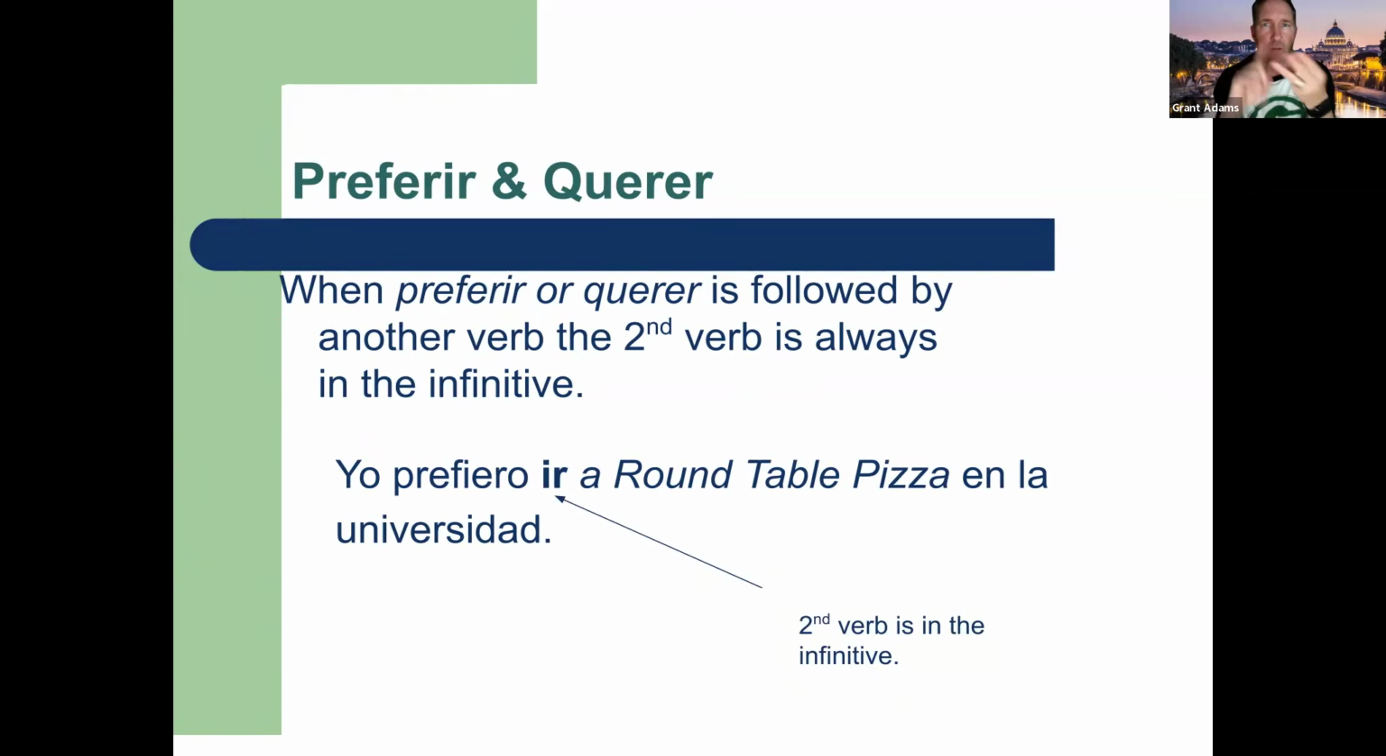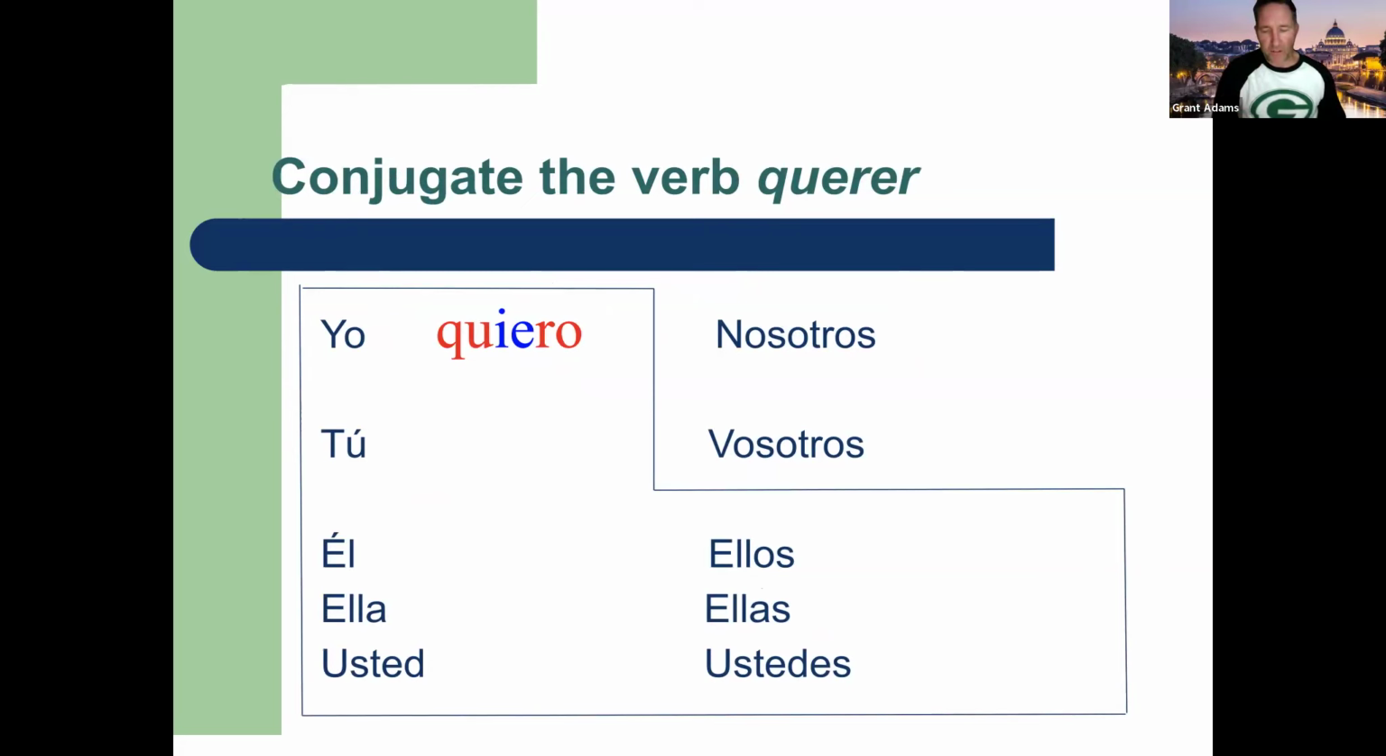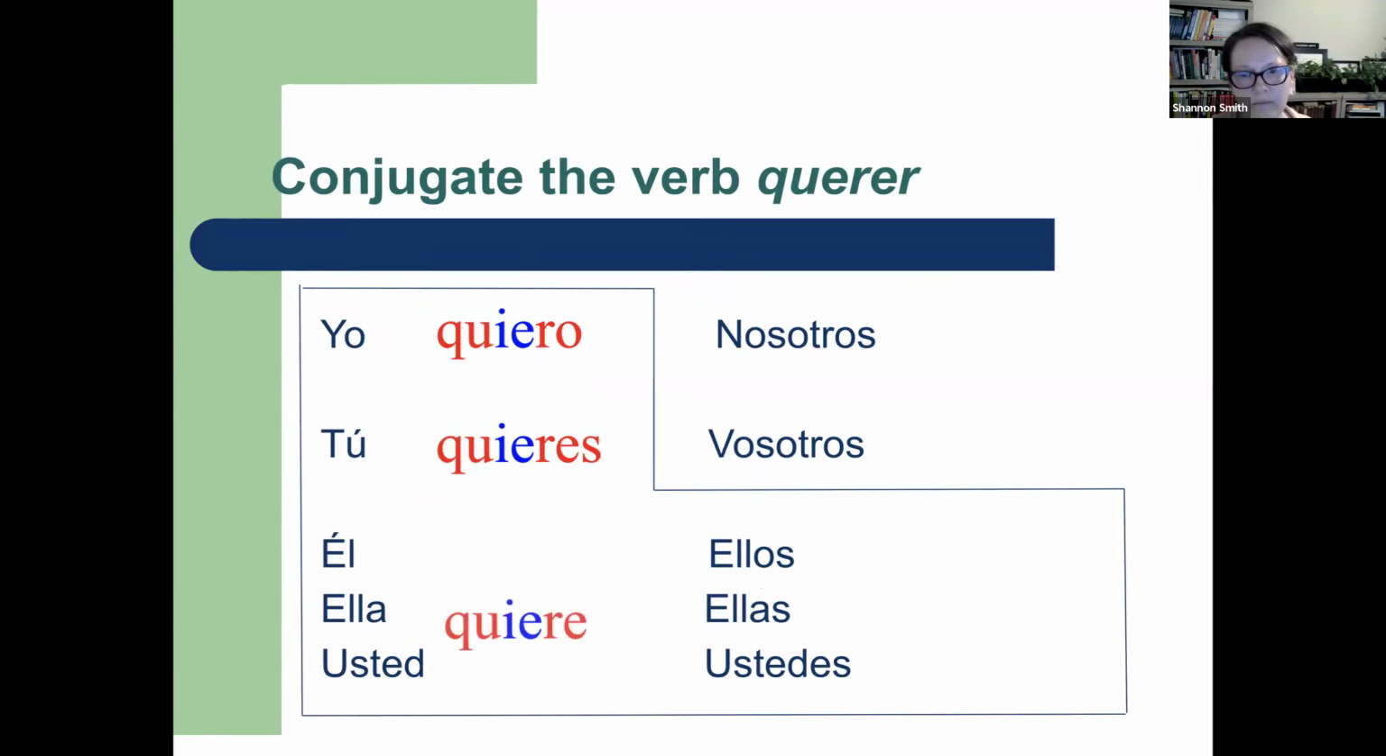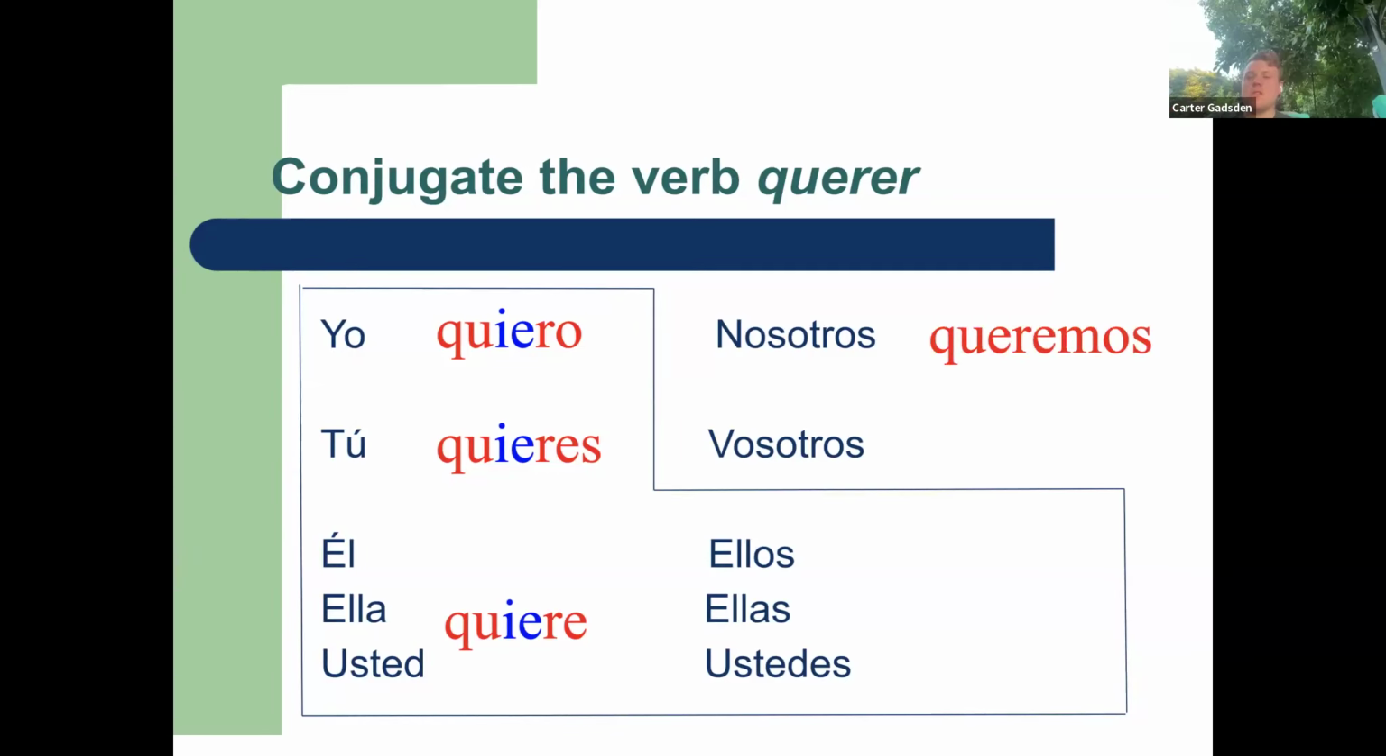Clase, yo quiero. Quiero. Excelente. Todos quieren. Quiero. Perfecto. ¿Quieres? Quieres. Perfecto. ¿Quiere? Quiere. Love it. Excelente. Nosotros queremos. Queremos. Excelente. ¿Queréis? Queréis. Perfecto. ¿Quieren? Quieren. Let's keep it going.